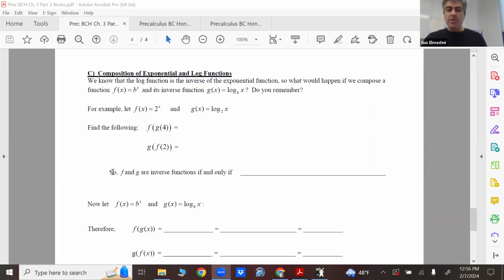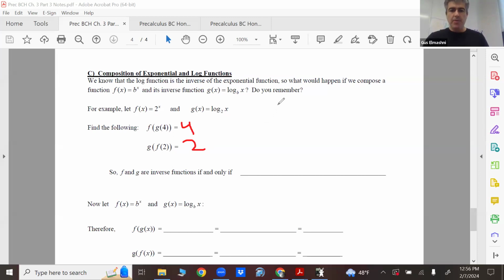So, composition functions. When you plug a log function into an exponential function, the bases are the same. They're actually inverses of each other, right? So for example, this is just going to equal 4 if you were to work it out. That's just going to equal 2 if you work it out, right?